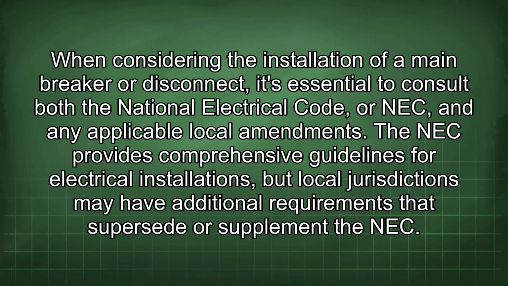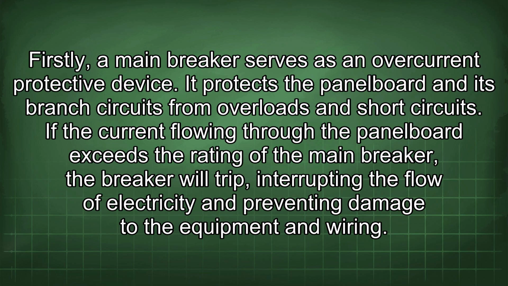The NEC provides comprehensive guidelines for electrical installations, but local jurisdictions may have additional requirements that supersede or supplement the NEC. Firstly, a main breaker serves as an overcurrent protective device. It protects the panel board and its branch circuits from overloads and short circuits. If the current flowing through the panel board exceeds the rating of the main breaker, the breaker will trip, interrupting the flow of electricity and preventing damage to the equipment and wiring.